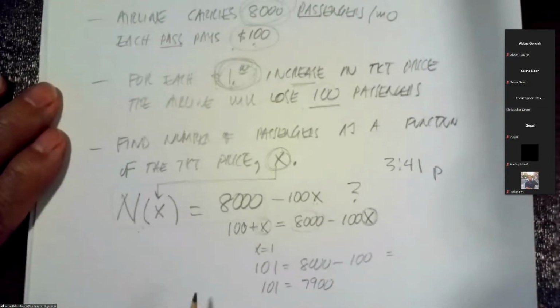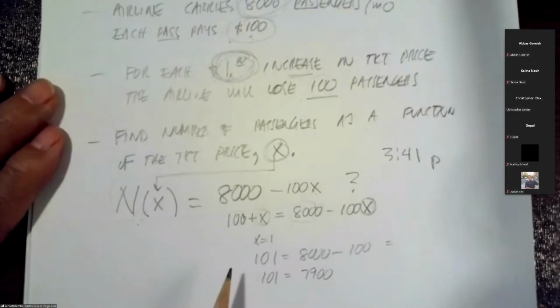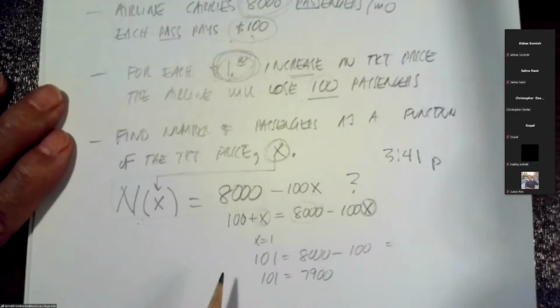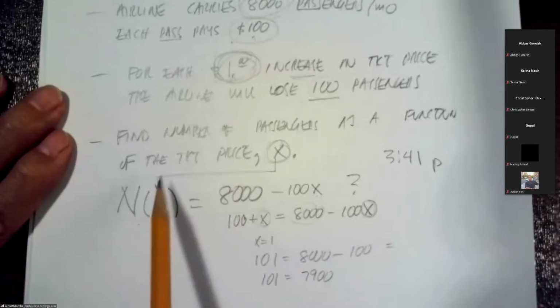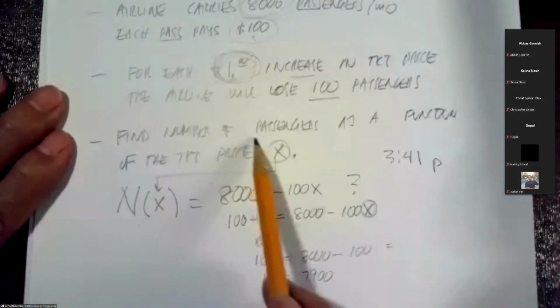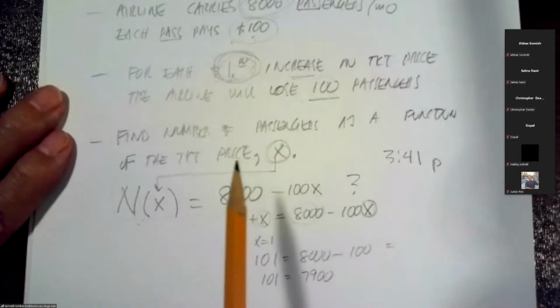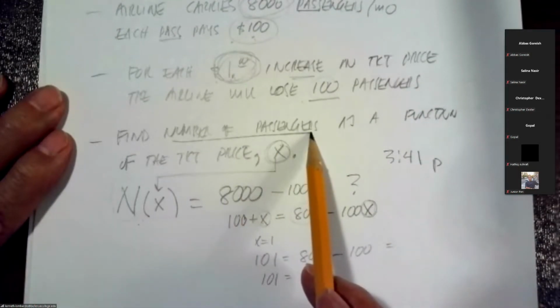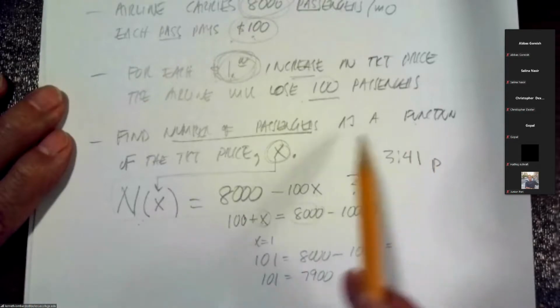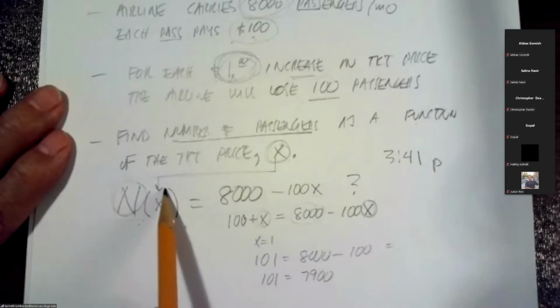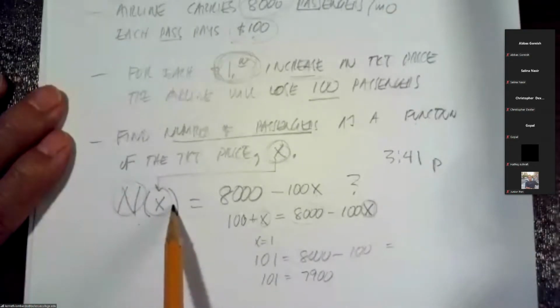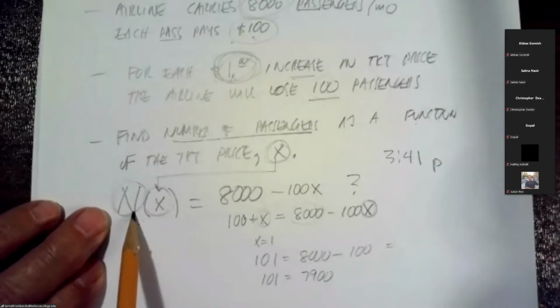Am I even on the right track? I don't want to waste people's time here. Well, we're just trying to work our way through this. We were asked to find the number of passengers. Keep in mind what we're asked to find: the number of passengers as a function of the price. So this is what we're asked to find.